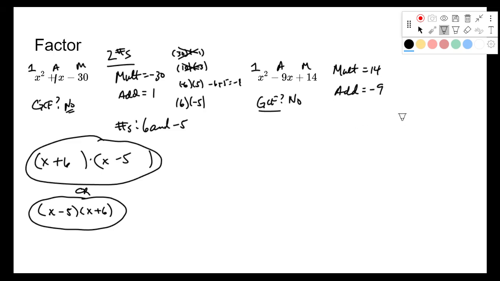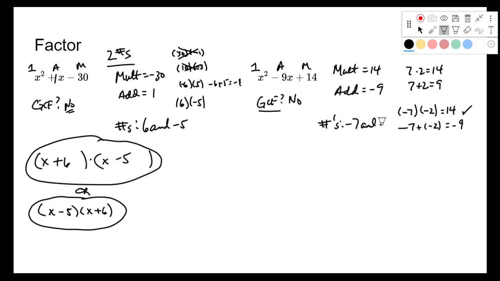Signs go along with the numbers. Okay, well, multiply to be positive 14 and add up to a negative. Well, if I do 7 times 2, that's 14. 7 plus 2 is 9, but I need them to add together to be negative 9. So to do that, I can make both the numbers negative. Negative 7 times negative 2 is positive 14, and negative 7 plus negative 2 is negative 9. So those are the numbers that make it work. So my 2 numbers that I'm using are negative 7 and negative 2.